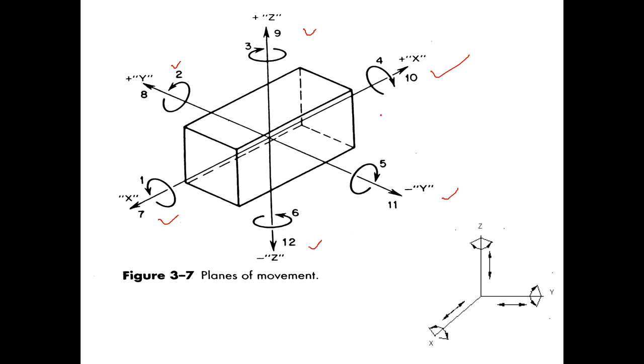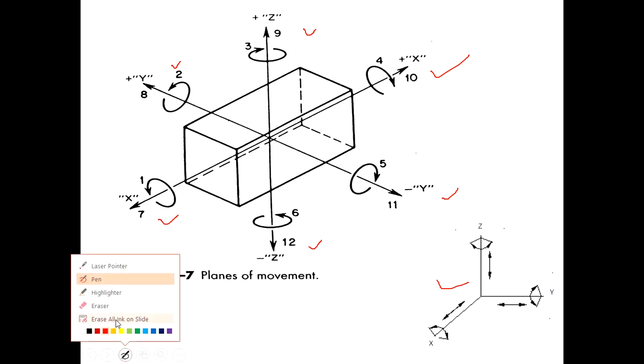Then clockwise motion and anti-clockwise motion about the axes. Clockwise about the x axis, then anti-clockwise about the x axis. Similarly clockwise about the y axis and anti-clockwise about the y axis. Z axis again clockwise and anti-clockwise. So there are a total of 6 rotary motions and 6 translatory motions. These are the 12 degrees of freedom we have. So any object in space is free to move in 12 directions, 6 translatory and 6 rotary, clockwise and anti-clockwise. We have to take these 12 degrees of freedom into account whenever we are locating the workpiece.